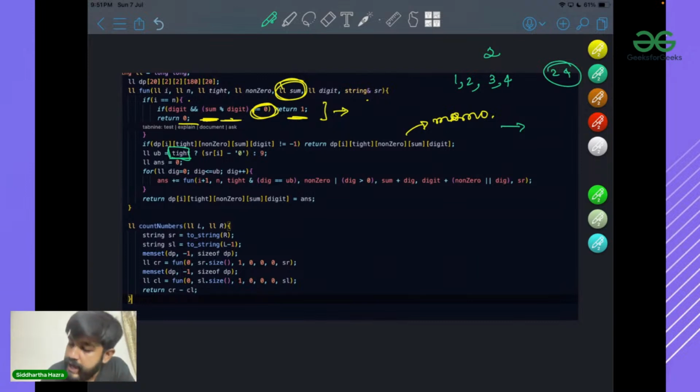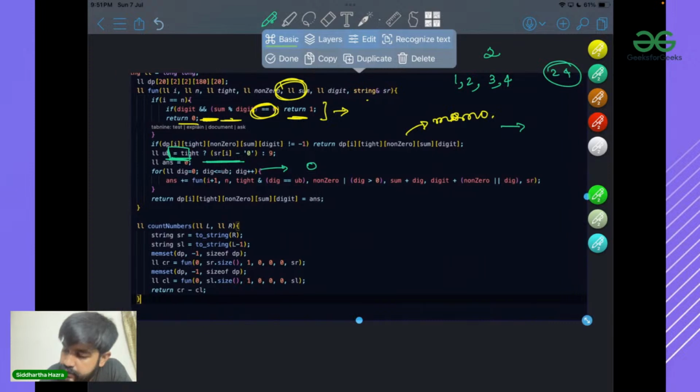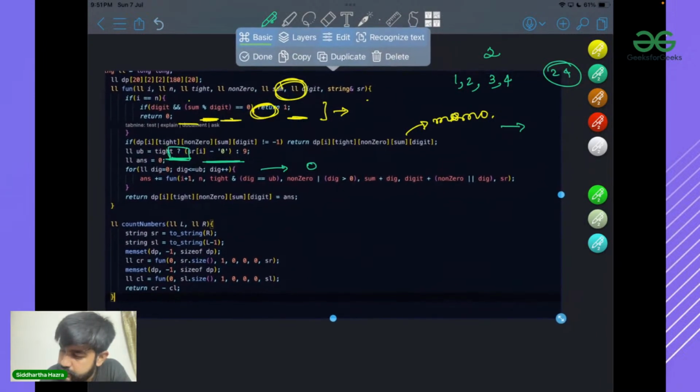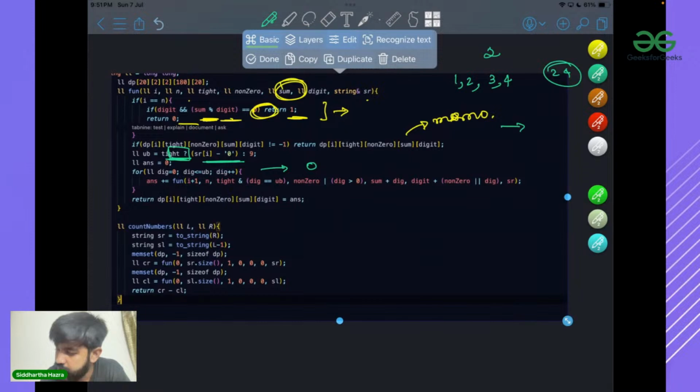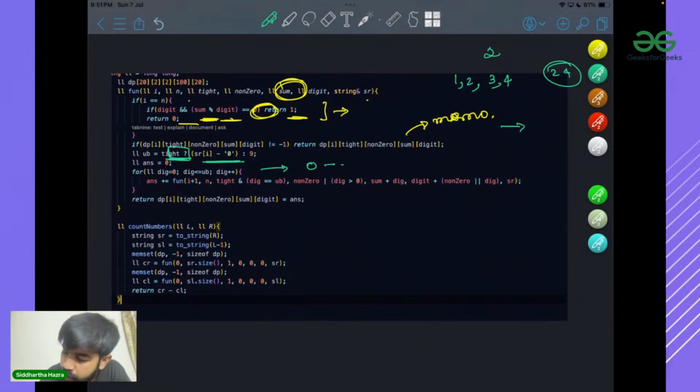If I am given a boundary to respect, I would respect that boundary, and this loop would go from 0 till the value of the tight bound. If I'm not given a boundary, then I would use my full potential, and in the same manner I would try to keep all the values from 0 to 9. That is why, if tight is not there, we are explicitly assigning 9 to that.